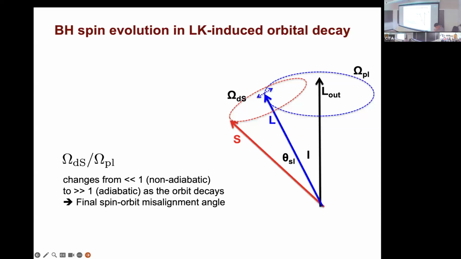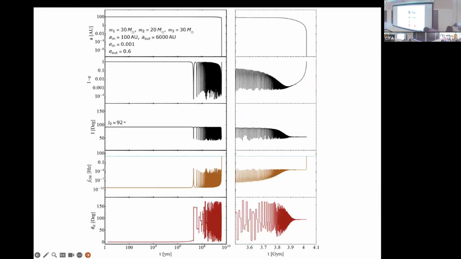So there is a transition, and during the transition all kinds of things can happen. Some resonance can happen. So here is just an example, the same example as before: a 30 plus 20 inner binary being perturbed by a 30 solar mass tertiary far away. Initially it's 100 AU, but eventually it merges.